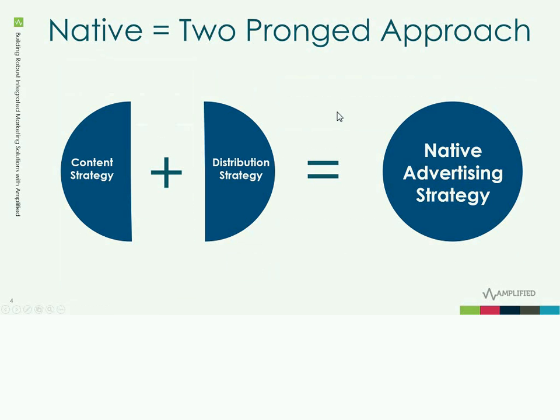Now let's take a look at what makes up a native advertising strategy. Native is really a two-pronged approach, one part content strategy, one part distribution strategy. The content strategy focuses on the type of content marketing used, for example, a native article, an infographic, or a video. The distribution strategy focuses on the platforms and channels to reach audience, for example, a native ad unit impression, print ads, or video placements. Together, these two components make up the native strategy.